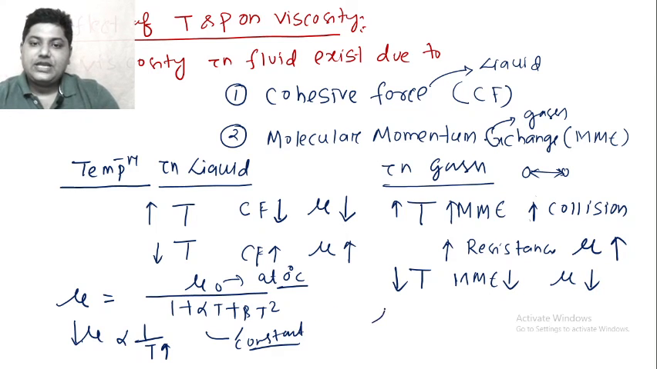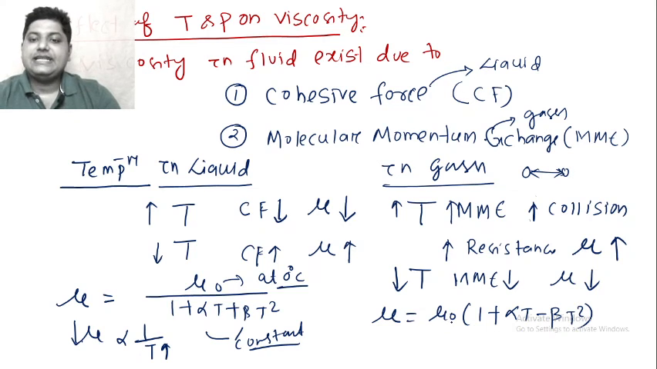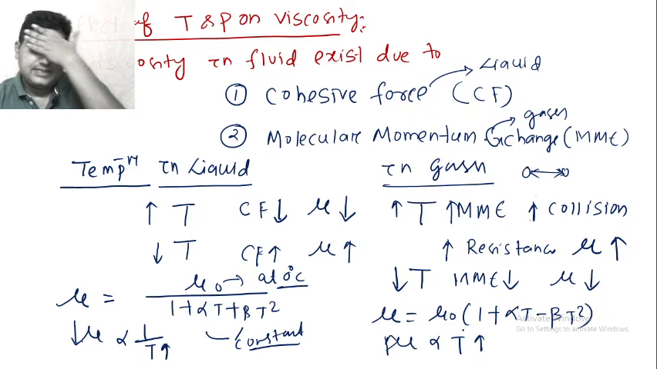For gases, the equation is mu equals mu 0 into 1 plus alpha t minus beta t square. Here also mu 0 is the viscosity at 0 degree Celsius of the gases, and alpha and beta are constants. Here you can see mu is directly proportional to temperature. If temperature increases, then viscosity increases.